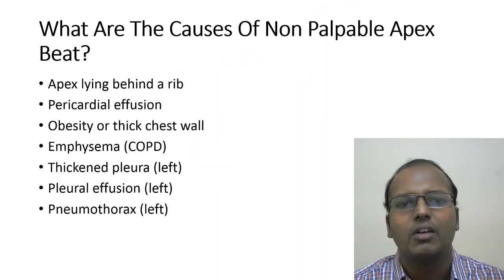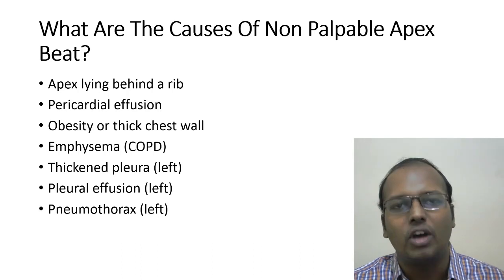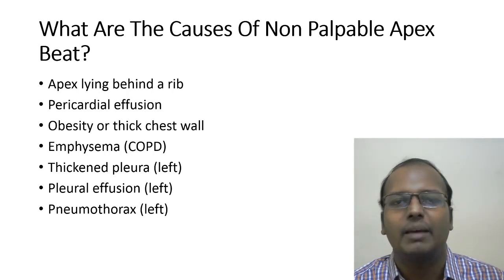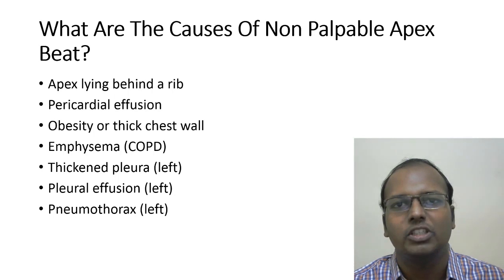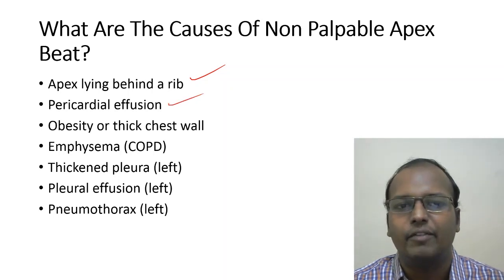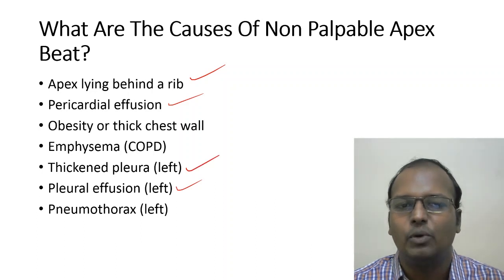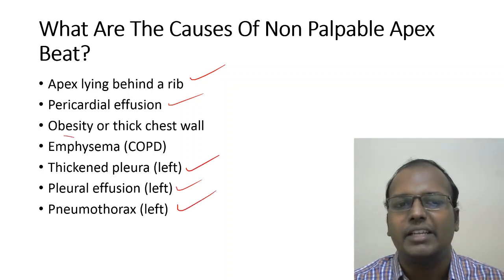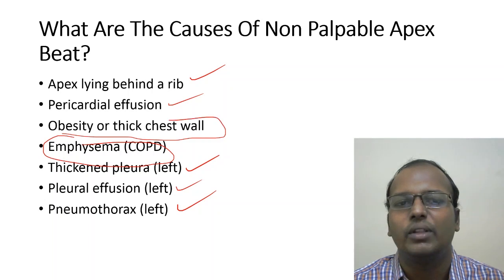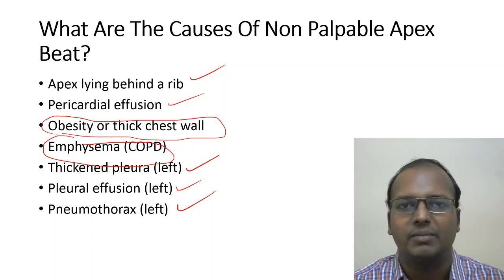What are the causes of non-palpable apex beat? This is an interesting question which I didn't discuss in your examination. Many examiners love to ask this question. You are checking for the apex beat, but you are not able to palpate it. Is that possible? Yes, in a lot of patients it is possible. One, the apex beat is hitting behind the rib. Or a patient with pericardial effusion or a pleural effusion, especially left side pleural effusion, or when there is thickened pleura or pneumothorax, left side pneumothorax. In a patient with emphysema or obesity with thick chest wall. These are common conditions where you cannot palpate an apex beat.